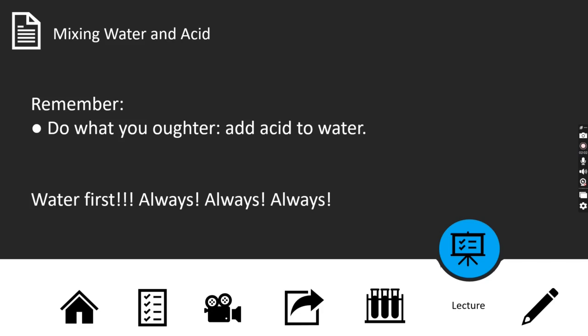There's been times where I've worked in the lab or I was making chemicals for a lab, and even though I did this, I also had to do it on top of an ice bath. That's how reactive some acids are. So just remember, what comes first? Water comes first. Water first, always. There's very few always in chemistry. This is one of them. Water first, always.